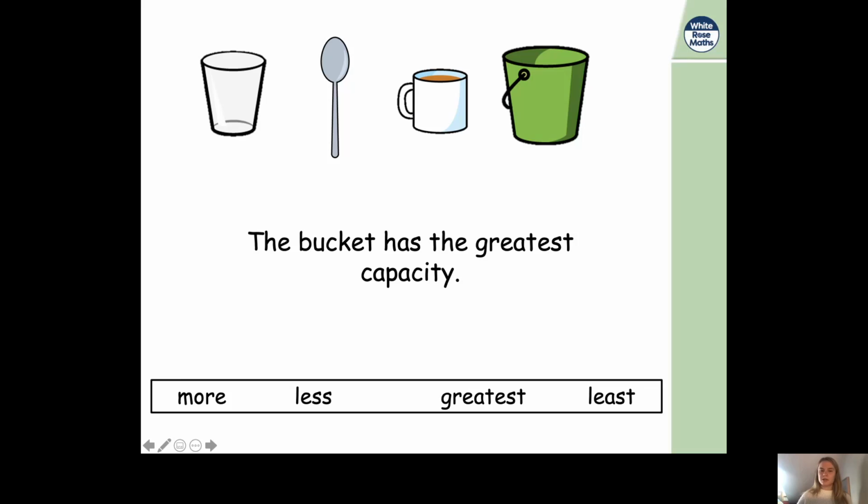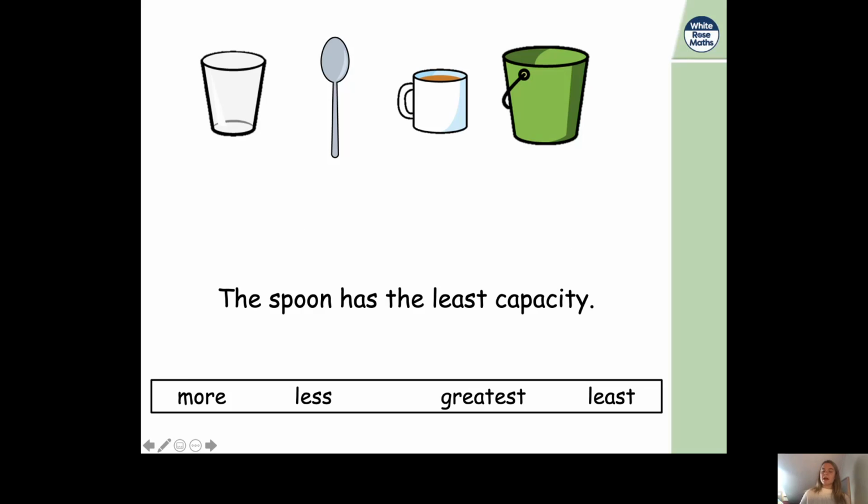Okay, now what about least? Well, we know that least means the one that can hold the least amount of liquid, and we can see that that's the spoon. So therefore we can write: the spoon has the least capacity. Okay, well done if you managed to spot that and write those sentences.